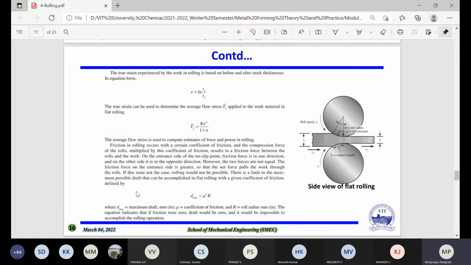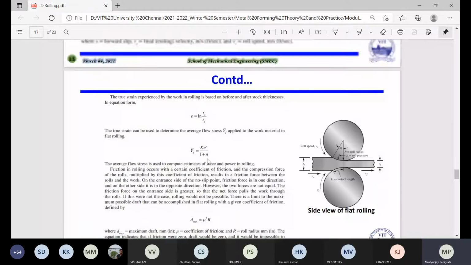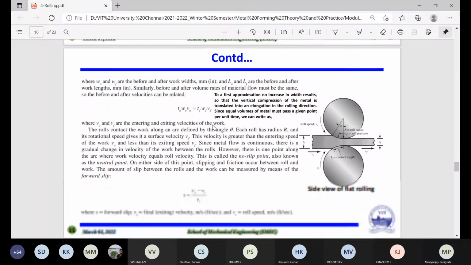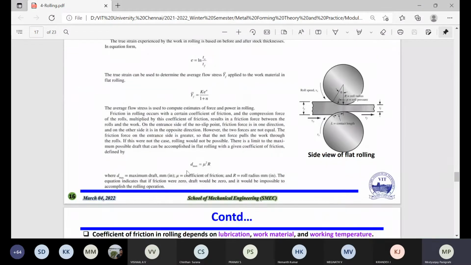And also, when we are talking about the friction or the resistance, we have to think about the D max. So what is D max now? Initially we have discussed the draft, which equals the initial thickness minus the final thickness. Similarly here, D max equals mu squared into R, where D max equals the maximum draft, mu equals the coefficient of friction, and R equals the roll radius. So this is one more equation you have to find out.